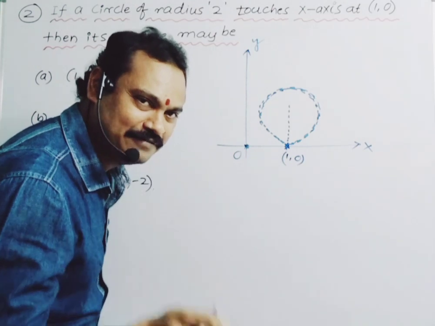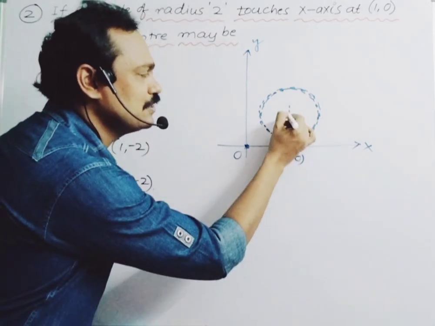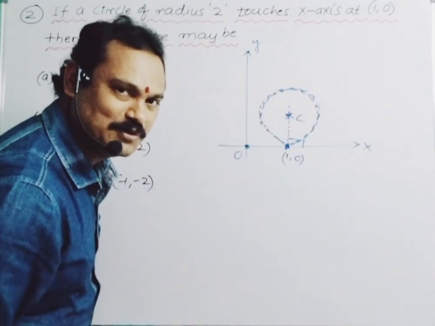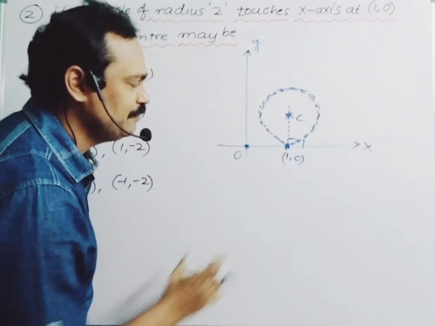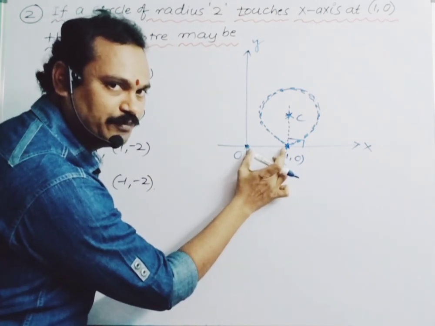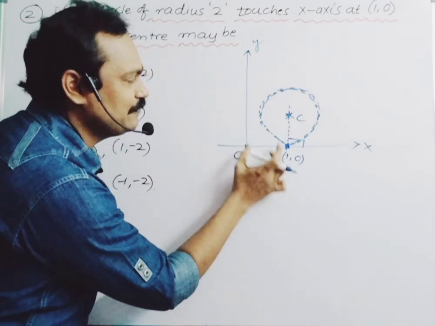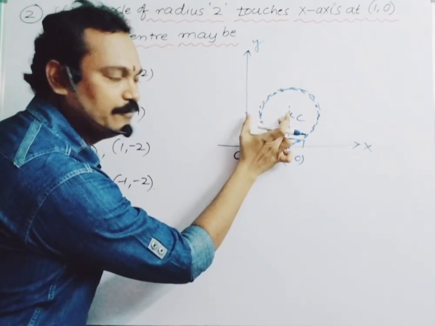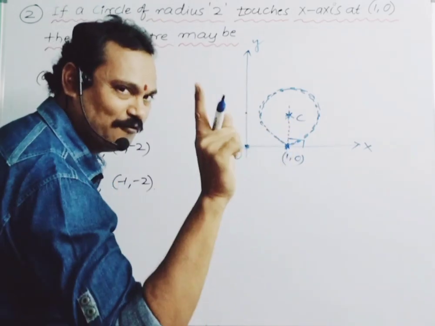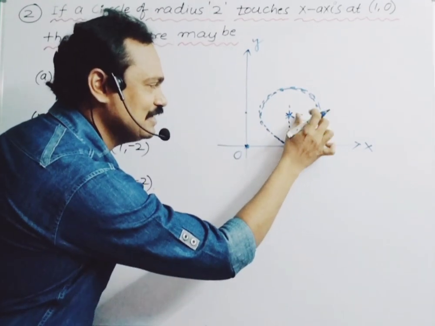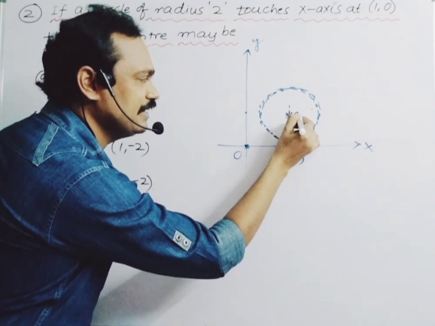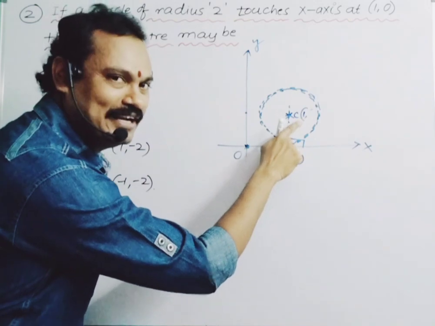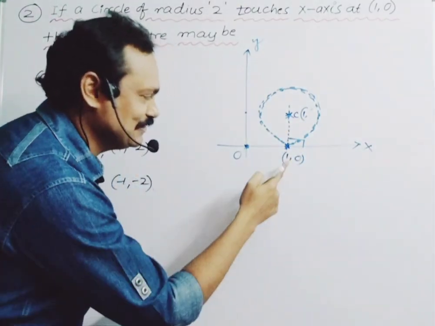It passes through the center of the circle. Now tell me, this length is 1 unit, no? Then this length, from this point to this center C, how much is it? Only 1 unit. So the x coordinate of the center is 1. The x coordinate of the center is 1 unit according to this point.